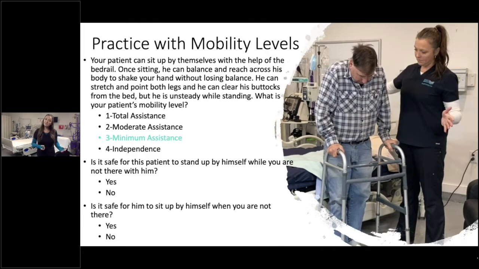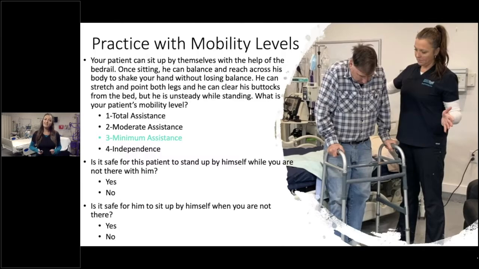If he was unable to clear his bottom, he would have remained a level 2 moderate assistance. But because he can clear his bottom, he may be unsteady. That's why he's not a 4. But because he can clear that butt off the bed, he has a level 3 minimum assistance.